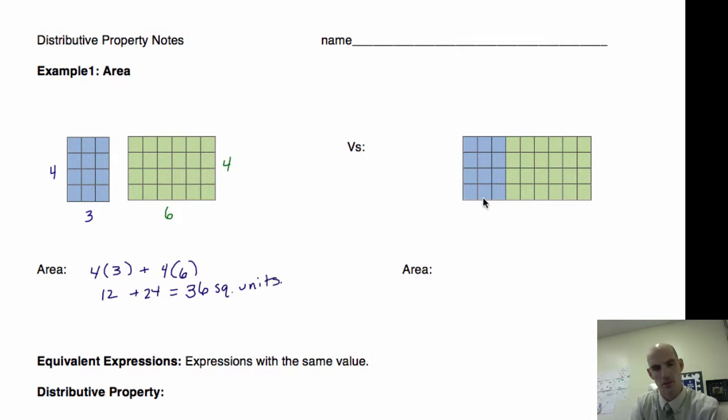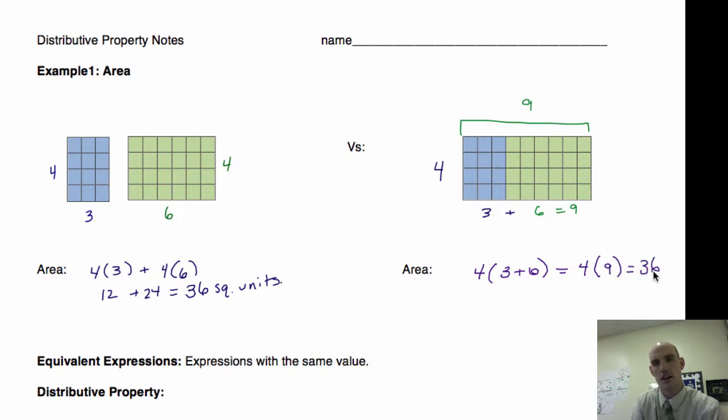If I hop over to this one, I'm going to notice that I have 4 tall, and of course the green one is also, now they're just joined together. And I've got 3 down here, plus the length of the green one, which is 6, so that gives me 9. So my overall width is 9. An expression that models the area of the second rectangle could be 4 times (3 plus 6), which equals 4 times 9, or 36 square units.